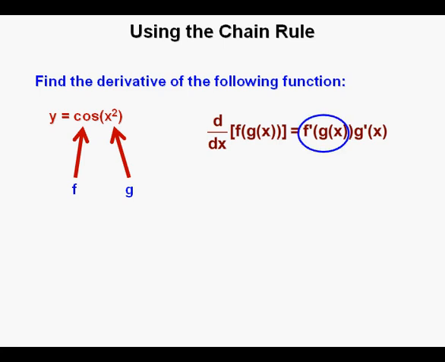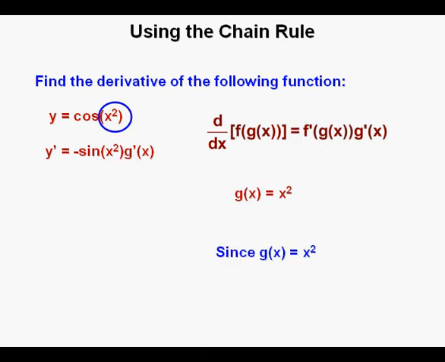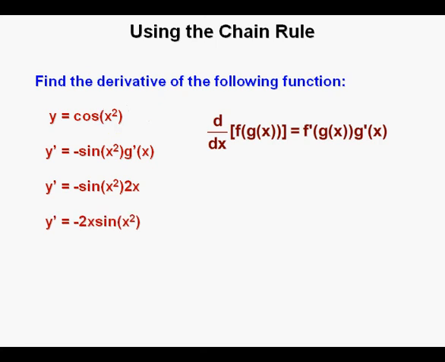So the first thing we'll do is take the f prime of g of x here encircled in blue, and that would be y prime equals negative sine x squared times g prime of x. And since g of x is x squared, using the power rule, g prime of x equals 2x. So that becomes y prime equals negative sine x squared times 2x. And we can bring the 2x out front to be written as y prime equals negative 2x sine x squared, which we box in as our correct answer.